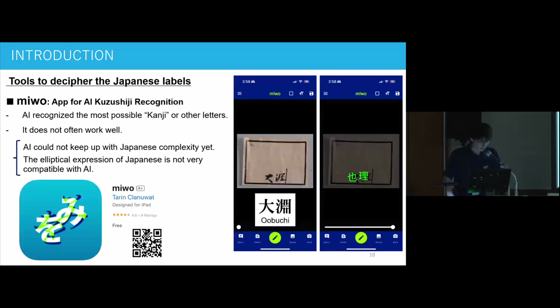Another tool to read old Japanese labels is Miwo, this one. This is an application for AI recognition of cursive script kanji. However, like in this example, the AI often suggests the wrong kanji, so the accuracy of the AI is still low.